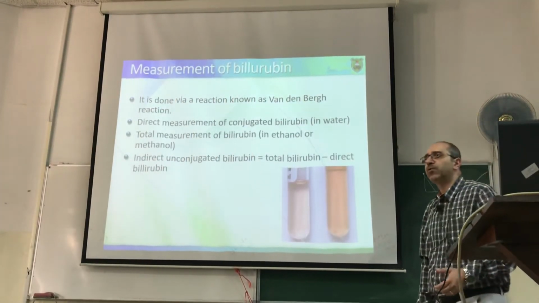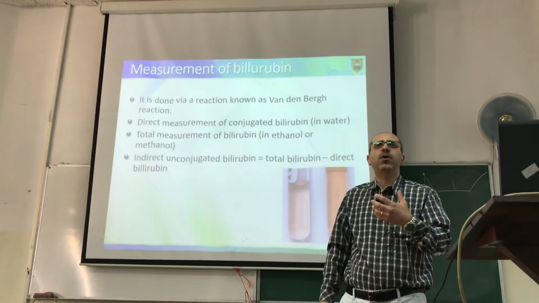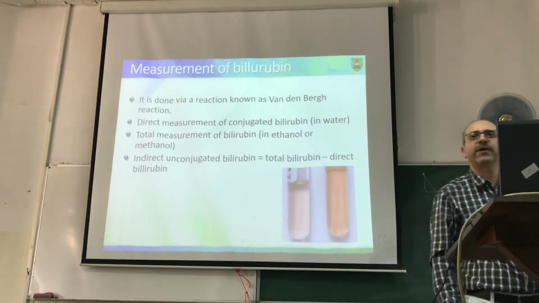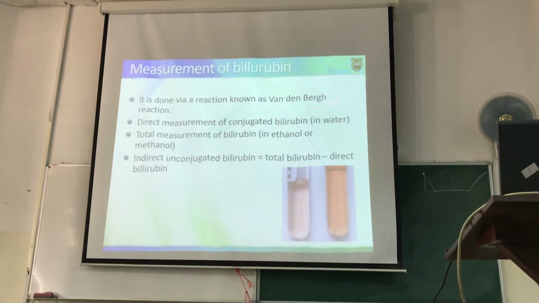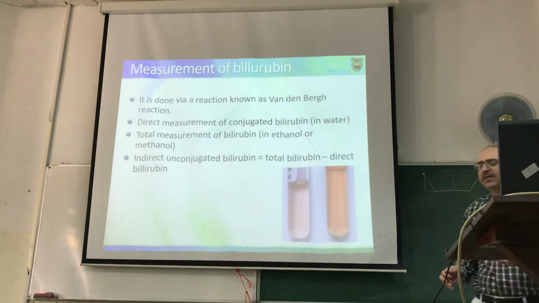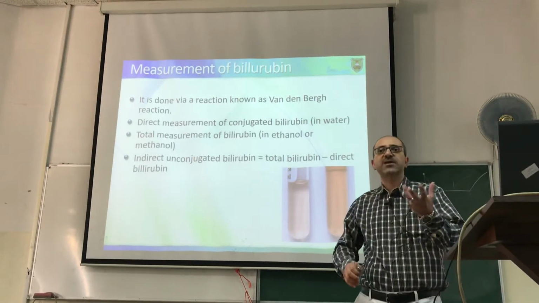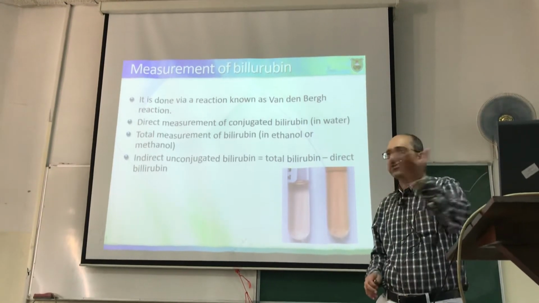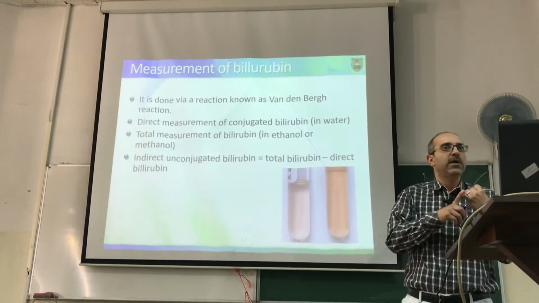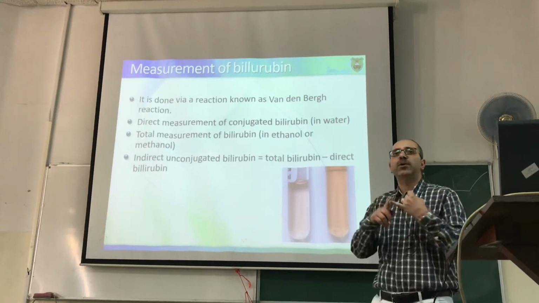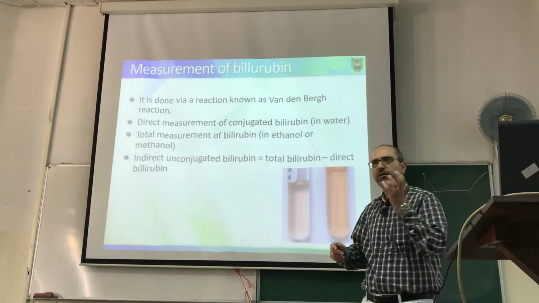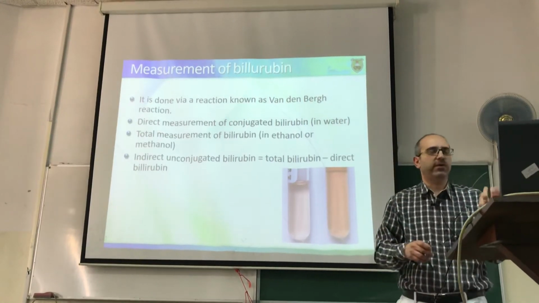How can we measure bilirubin in blood? There's an old and famous chemical reaction known as the Van den Bergh reaction. I don't care about the chemistry, but the idea here is that this reaction takes place in two different solvents. If it takes place in water, then it's the conjugated bilirubin that reacts and gives a color, a reddish color.